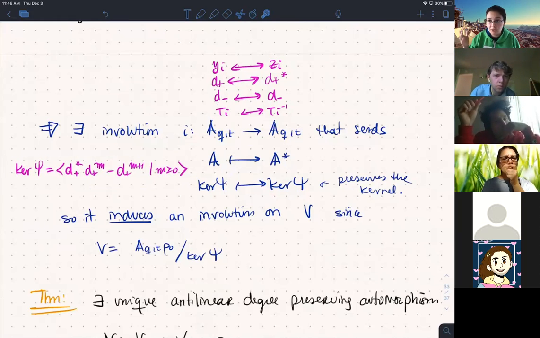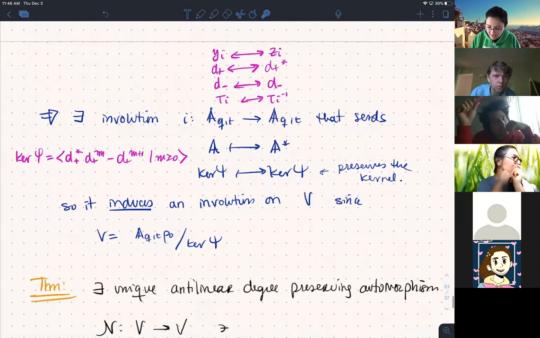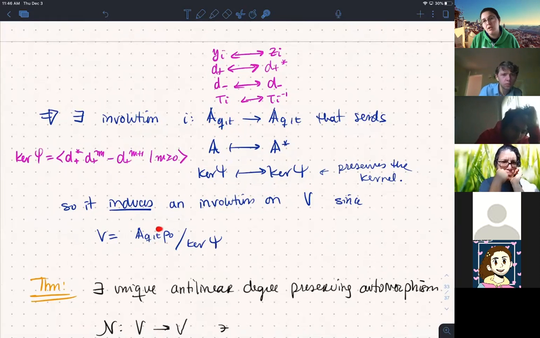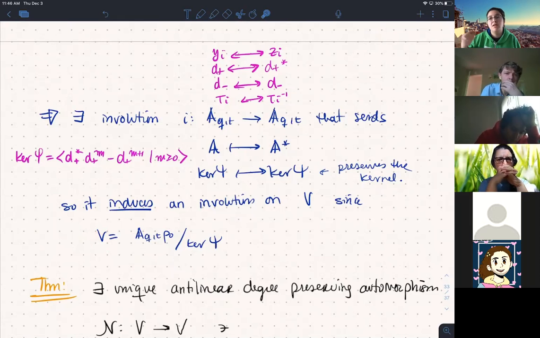If it does, and let's just assume it does, then what that tells us is that this involution doesn't just involve AQT, it actually involves the vector space. Because if it's an involution of AQT, it's certainly an involution on AQT P0. Since it preserves the kernel, it actually also preserves this quotient. So it's an involution on this quotient. And what that means is that it's actually an involution on V, because by the previous theorem, these two things were isomorphic, right?